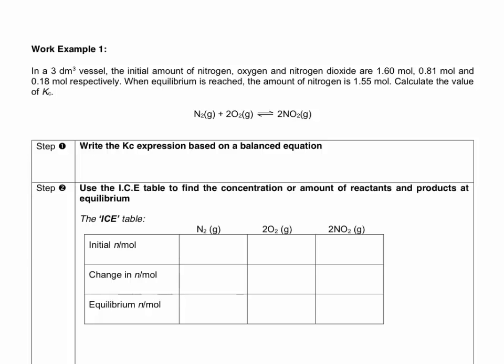Okay, right now we're going to take a look at this question together. So in a 3 dm³ vessel, the initial amounts of nitrogen, oxygen, and nitrogen dioxide are 1.6, 0.81, and 0.18 mole respectively. So when the equilibrium is reached, the amount of nitrogen is 1.55. Calculate the value of Kc. So this is the equation.